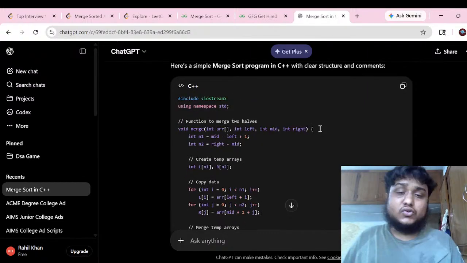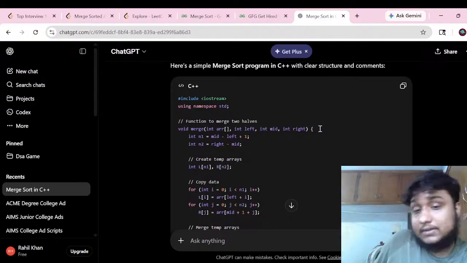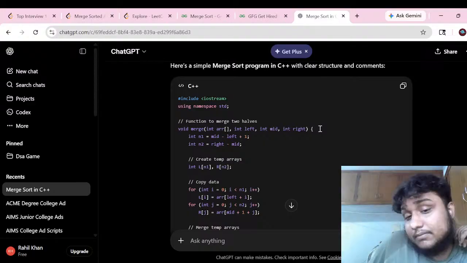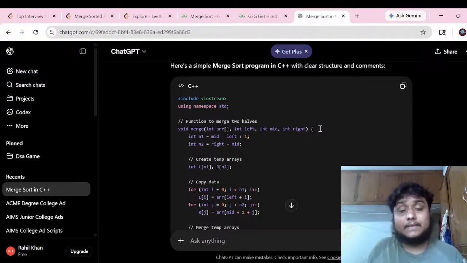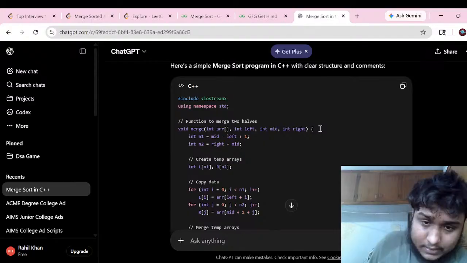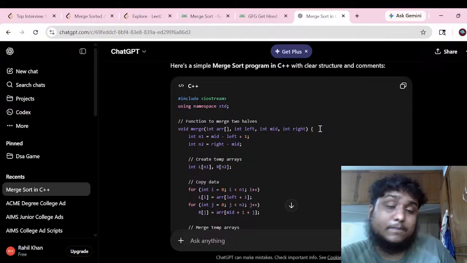Function to merge. अरे बैगन इन लेफ्ट मिड. तो ये पहले माइनस क्यों कर रहा है? मिड माइनस लेफ्ट प्लस 1. ओके. राइट माइनस मिड.